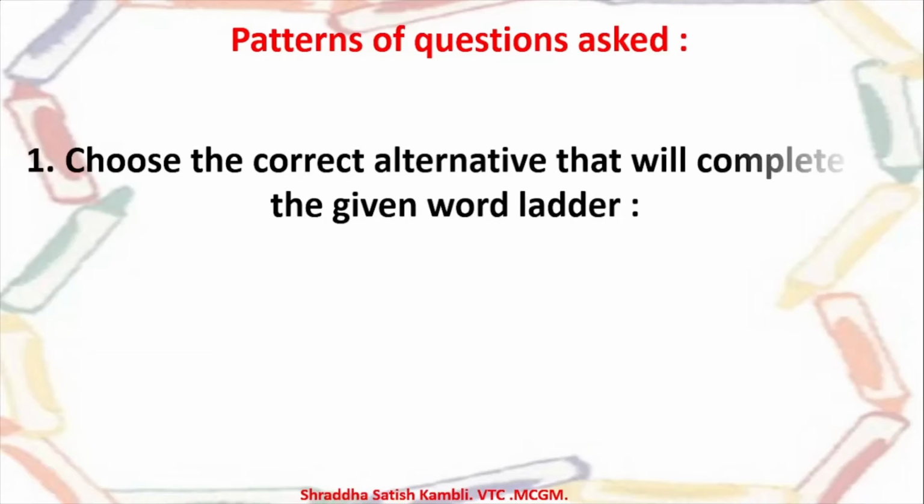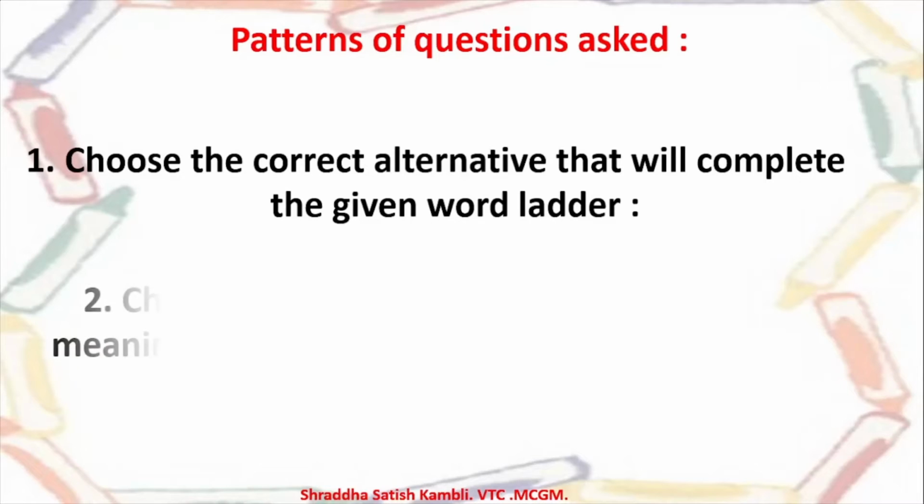Choose the correct alternative that will complete the given word ladder. So you have to choose one particular letter, or the word, which will complete the word ladder. So in case there are 5 words in the ladder, one of the words will be missing. So you have to select which this missing word will be from the 4 options which are given to you. Now whenever we explain the questions like this, children, it is difficult sometimes to understand, or you might get a little confused also. But when we see an example and we solve a question, then that becomes a very easy thing.